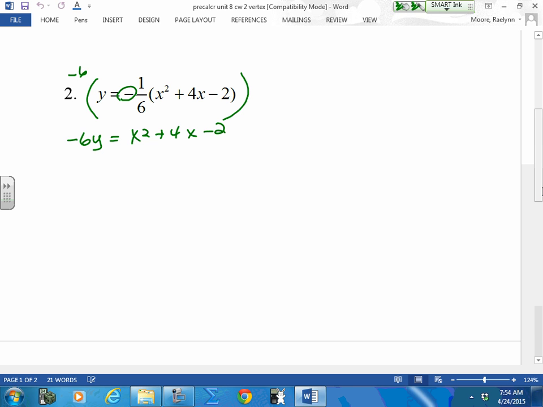Okay? I have an x squared parabola. So I'm going to write my format up here so we can follow this format and make it look like this. I need it to look like that. So in order to get that square, I have to complete the square. I need to get my x's by themselves. Add 2. Good.